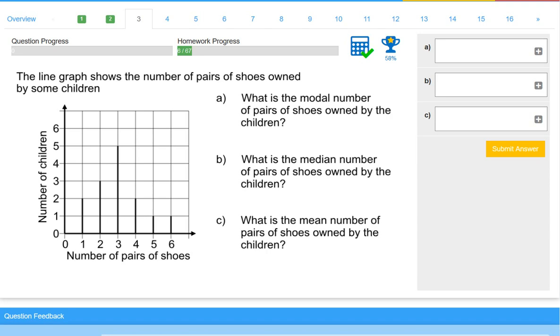couple more yourself. We've got some shoes here, and we're going to write down, well, this time we know that no one has no pairs of shoes, so the minimum is going to be 1, maximum is going to be 6, and we want to find the mode, the median, and the mean, and again, we're going to write it out in one long line.